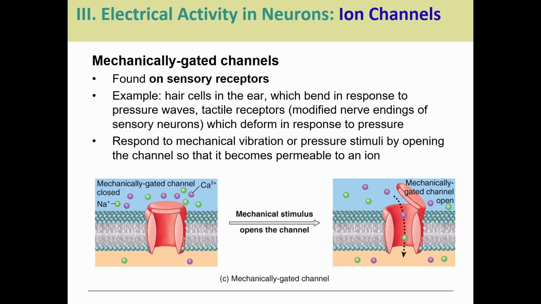Mechanically gated ones, we find these like on sensory receptors. So like the hair cells in your ear, they physically bend due to the pressure waves, or like tactile receptors, they get deformed when they get pushed on. So these ones, they're physically being pushed on, they're physically being moved, and so that causes these channels to open, right? So a vibration, a pressure, something like that can open the channel to allow an ion in or out.